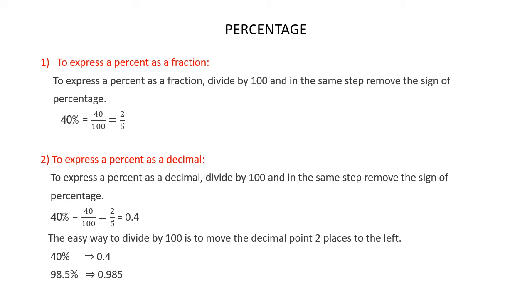The easy way to divide by 100 is to move the decimal point 2 places to the left. So 40% becomes 0.4. Here the decimal point is shifted 2 places to the left. 98.5% is expressed as the decimal 0.985. Here the decimal point is moved 2 places to the left, 1 and 2 places to the left. So 98.5% can be written as 0.985.